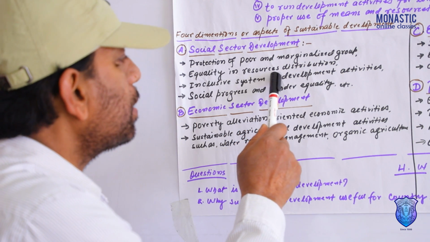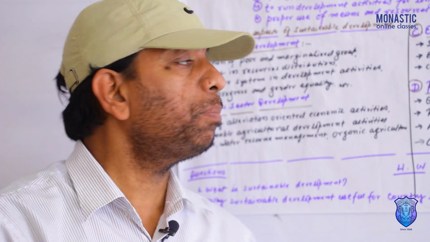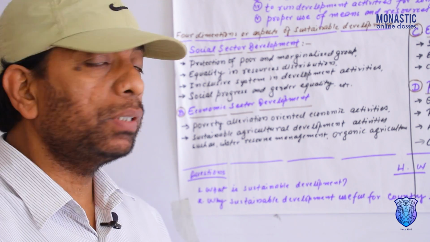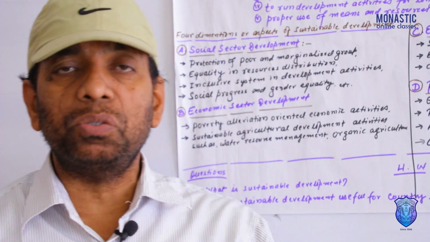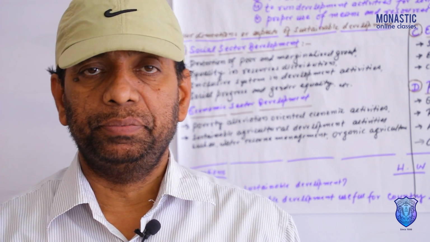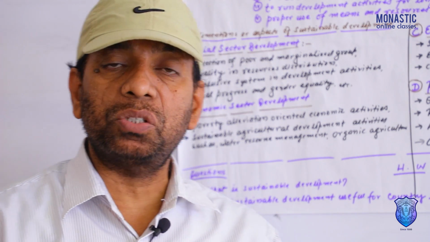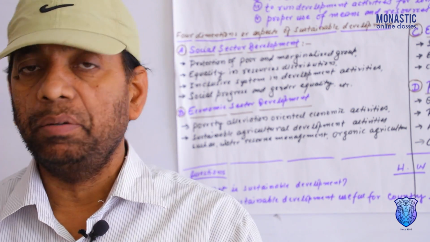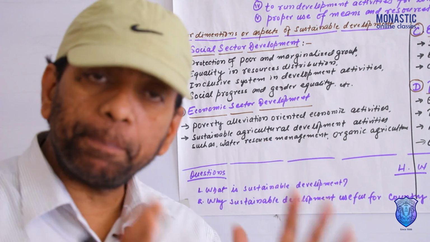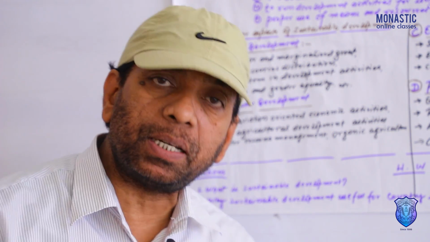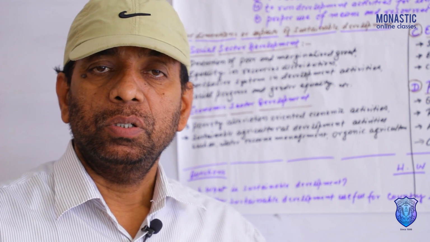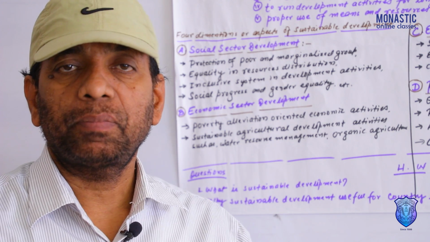Equality in resource distribution. Sustainable work also helps social sector development through equality in means and resource distribution. Similarly, water resources, forest resources, even the mountain range, and so on. Every people, every group of people, every sector, every community will have access. They can use them proportionally.